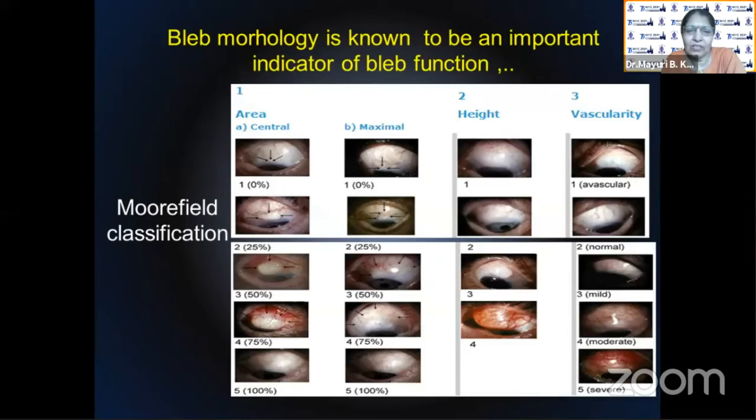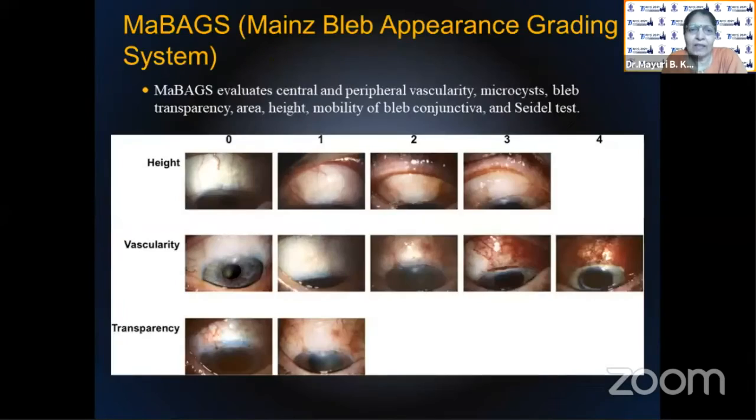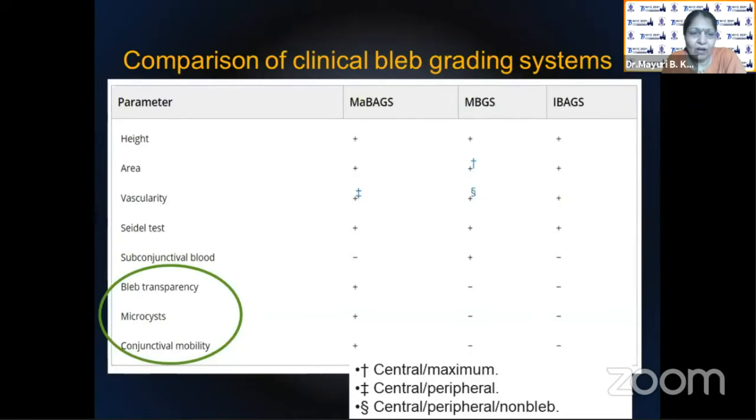Various classifications are available to know the bleb morphology, which is an important indicator of bleb functionality. First is the Moorfields classification, then the Indiana classification, which includes the Seidel test along with bleb height, extent and vascularity. Another one, introduced in 2017, is the MABEX classification, which also includes the transparency of the bleb with the height and vascularity of the structure. And it also has the comparison.